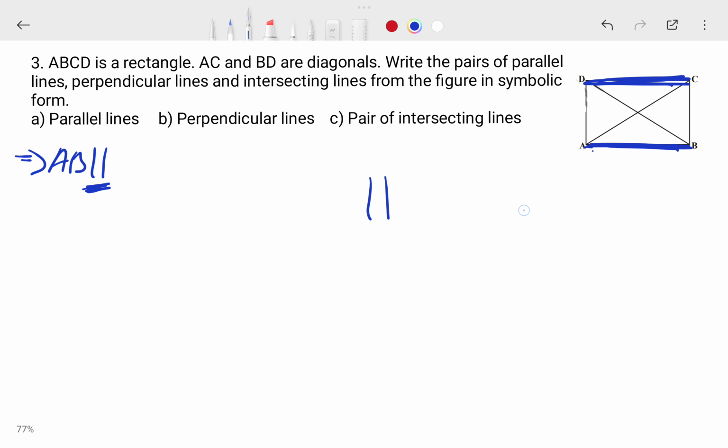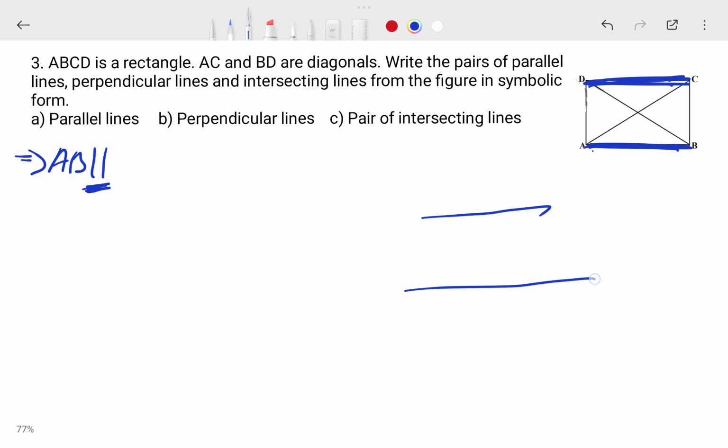What is the symbol of parallel? Two slanted lines. Don't do it like this, because this would be an equal sign. If you do it like this, it is the equal sign. So don't do that. Just take it like that. It means that this is the symbol of parallel. So here line AB is parallel to DC.